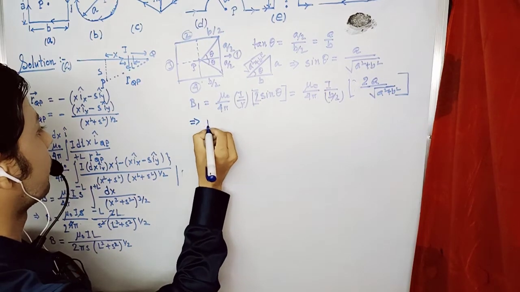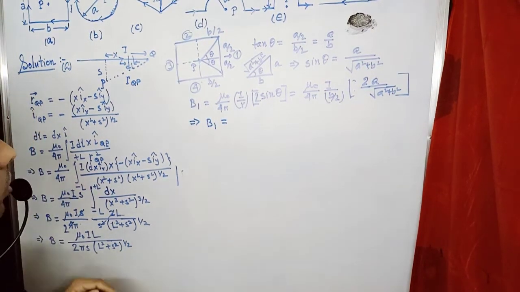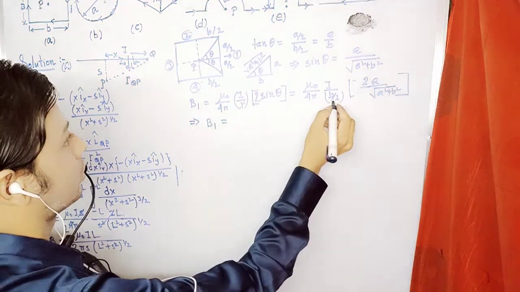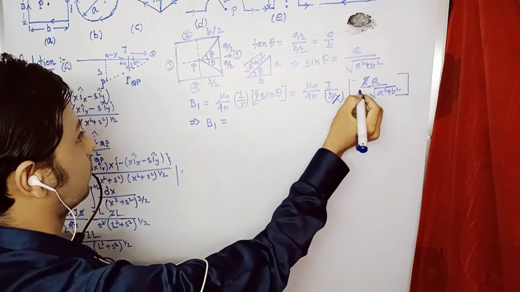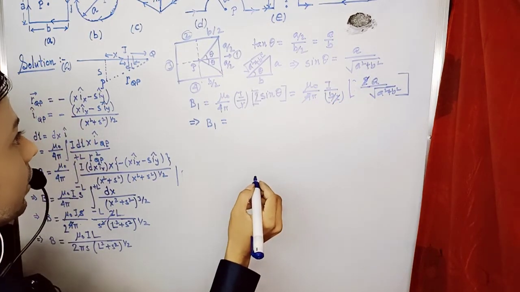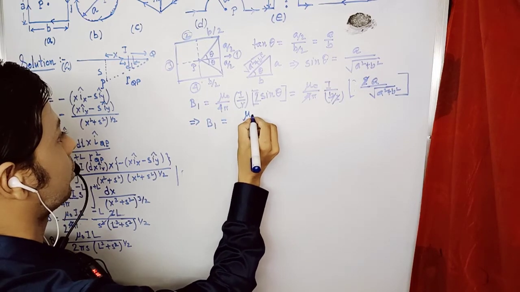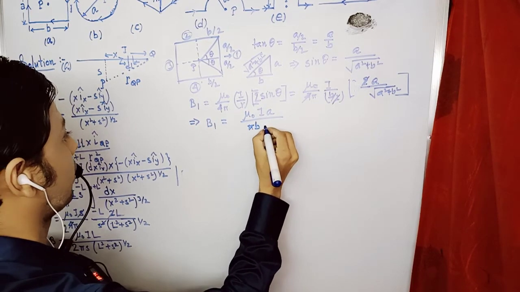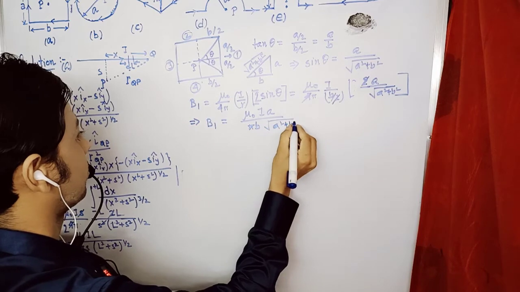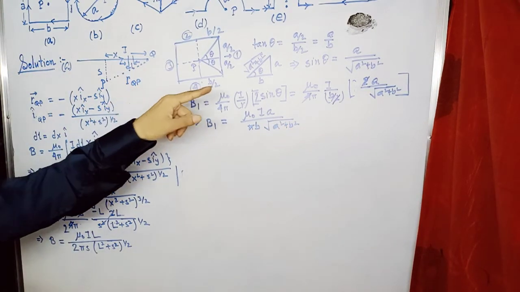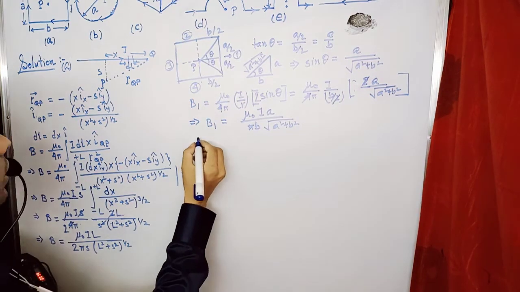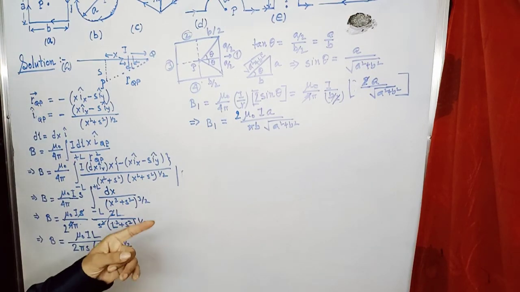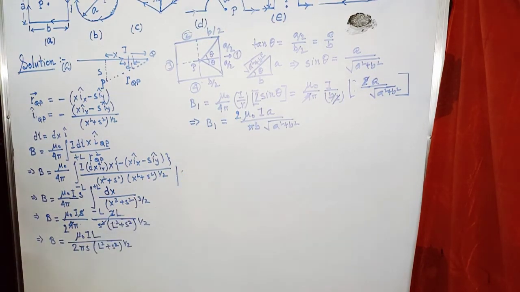So our value of magnetic field B1 will be equal to mu naught. Now this term and this term will get cancelled. After cancelling, we can write B1 equal to mu naught I a divided by pi b under root a square plus b square. Now from this diagram, as we are seeing that 1 and 3 are symmetrical, therefore B net from 1 and 3 will be equal to 2 times mu naught I a divided by pi b under root a square plus b square.